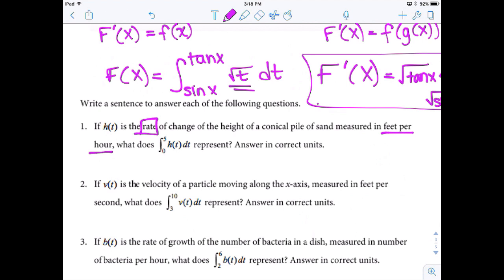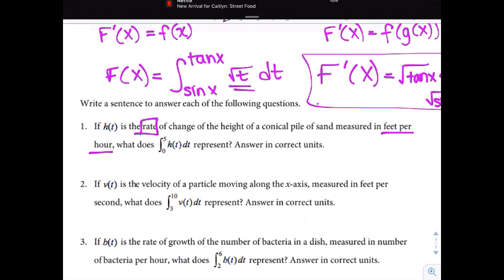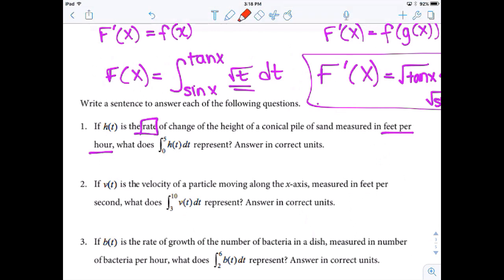And we want to answer in correct units. So let's think about this. h is the rate the height is changing in feet per hour. So the integral of that should be the net change, right? So this is the rate, and my actual integral will be the amount of change in height. So this represents the net change in height of the pile of sand.